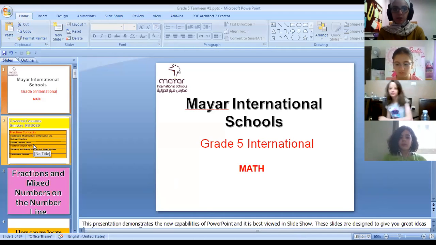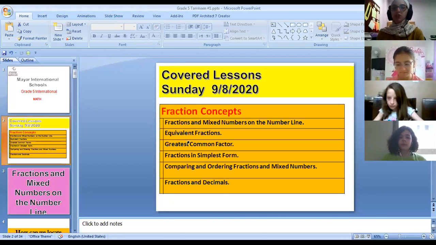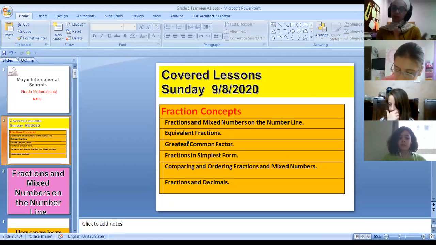Today, we're going to start together with revising important basic things about fractions: fractions and mixed numbers on the number line. We're going to remember together how we used to draw them, and equivalent fractions, the greatest common factors, how to write fractions in simplest form, how to compare fractions and order them, as well as compare and order mixed numbers, and changing between fractions and decimals. Okay, that was the first lesson unit that we took together about fractions.